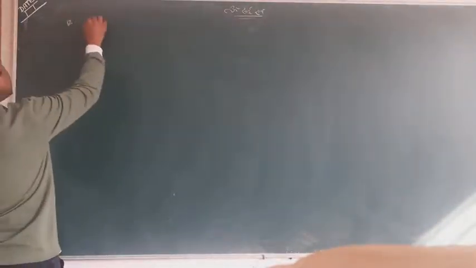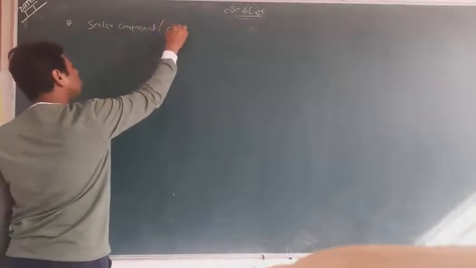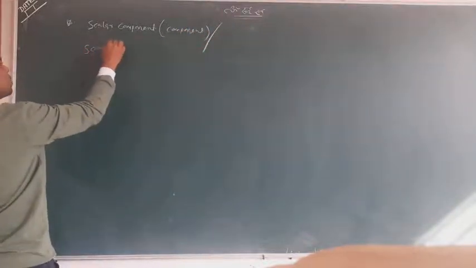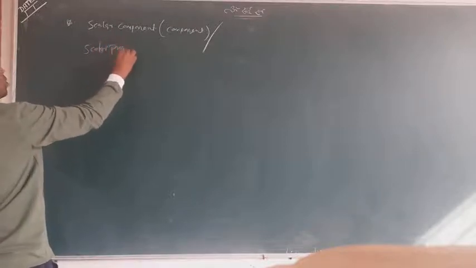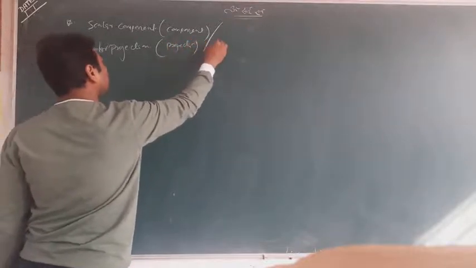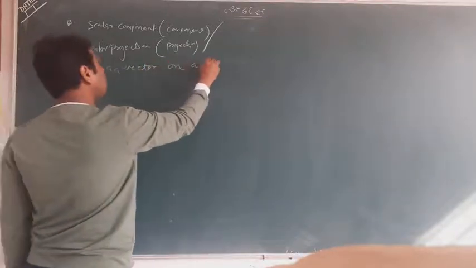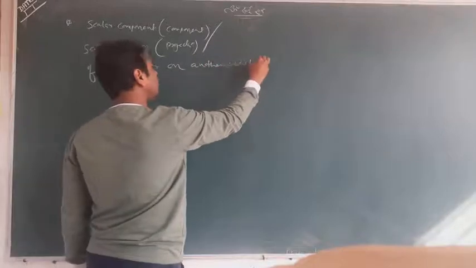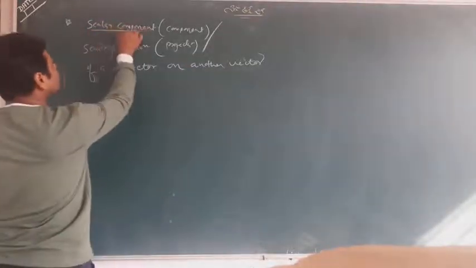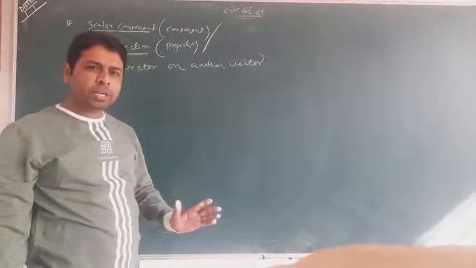Again, I am teaching you here the scalar component, also called only component, no matter at all, or scalar projection or only projection, no matter at all, of a vector on another vector. Don't get confused. Think scalar component or scalar projection. Both are the same things. And what is its meaning and how we can find it out.